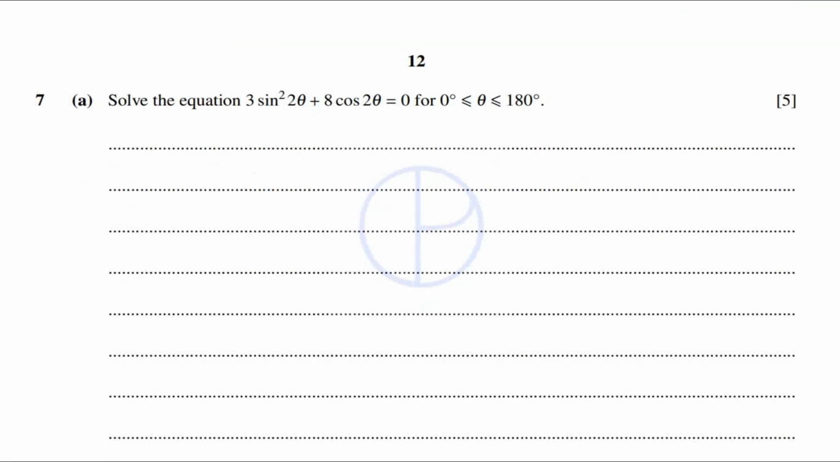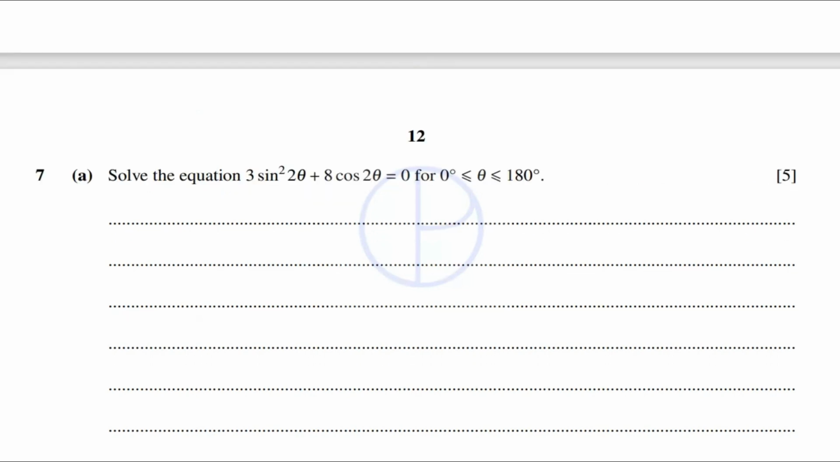The next part of the question is solve the equation 3 sine square 2 theta plus 8 cos 2 theta is equal to 0. So to solve this question, first we need to convert all the terms into sine or cosine function. So here we will convert all the terms into cosine function. Sine square 2 theta can be written as 1 minus cos square 2 theta. So 3 multiplied by 1 minus cos square 2 theta plus 8 cos 2 theta equal to 0.